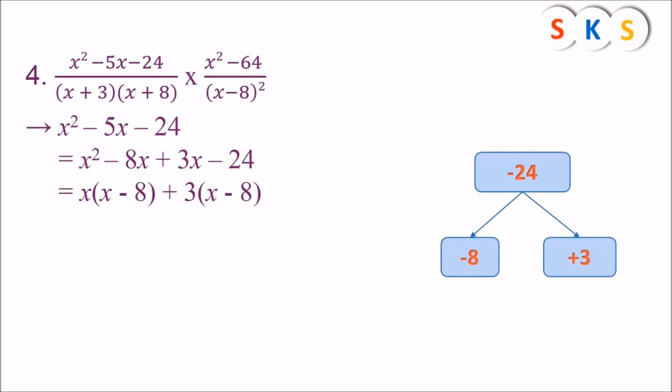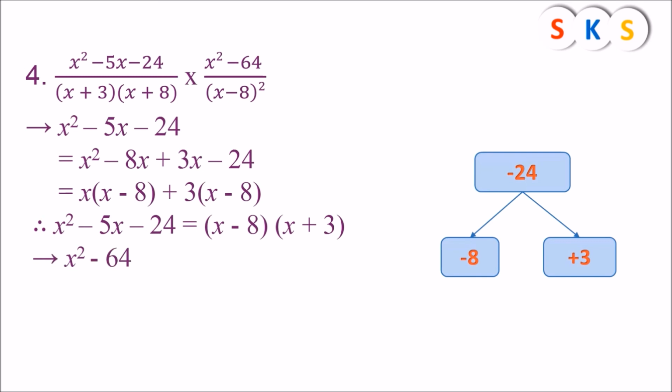We will get this one, right? x minus 8 into x plus 3. Okay, now we are going to expand. We are going to factorize x square minus 64. And to expand this, we are going to use the formula of a square minus b square. You can see both the terms are perfect squares.